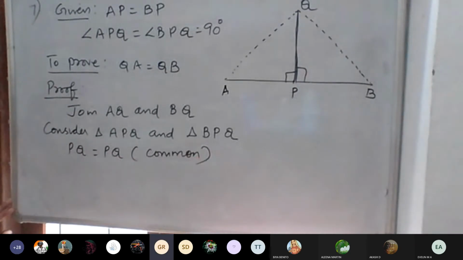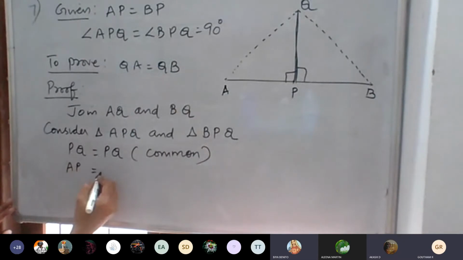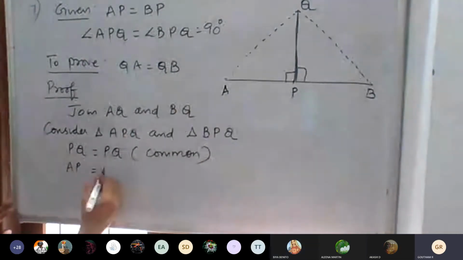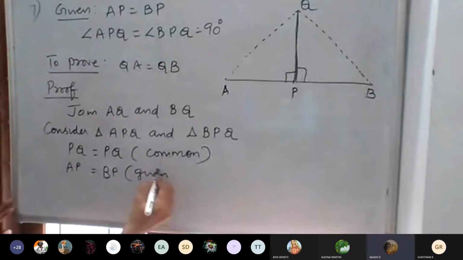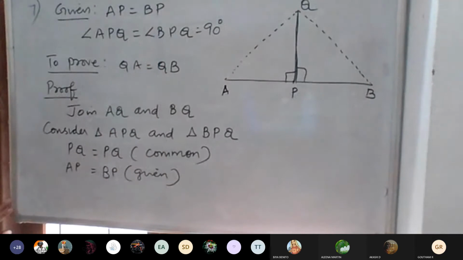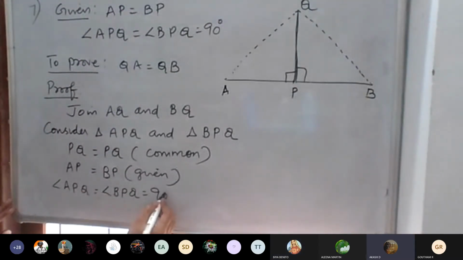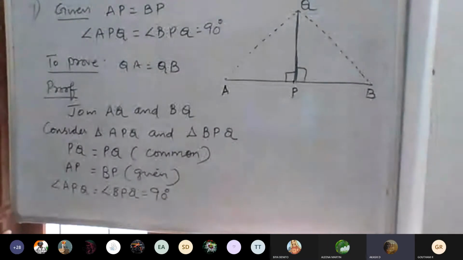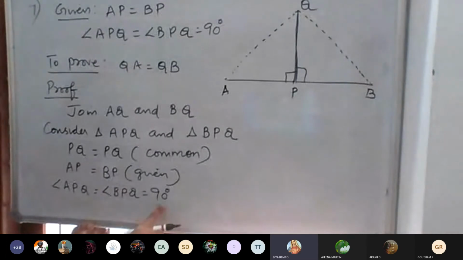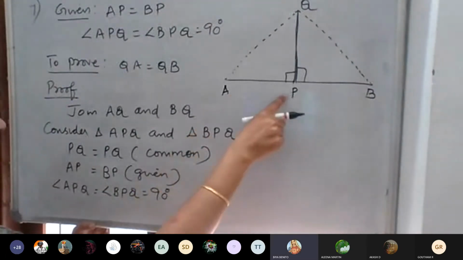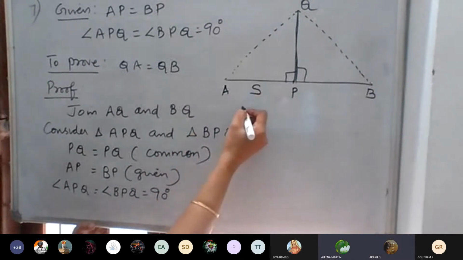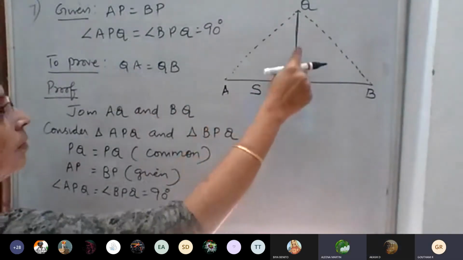Then AP is equal to BP, given, that is the bisector. Then angle APQ is equal to angle BPQ, which is 90 degrees. So side, angle, side: SAS. Can we write RHS? No. It is SAS.